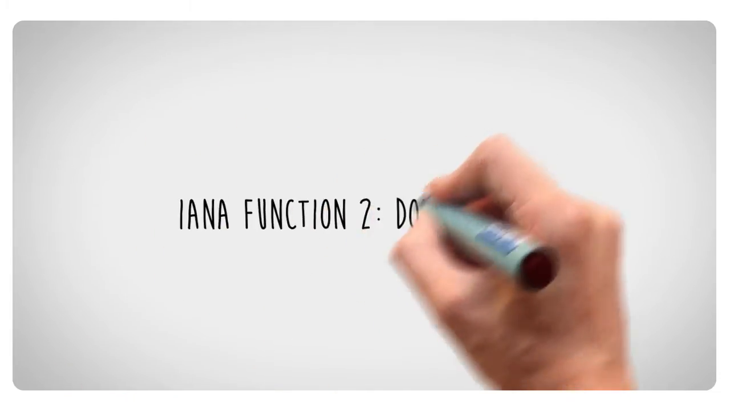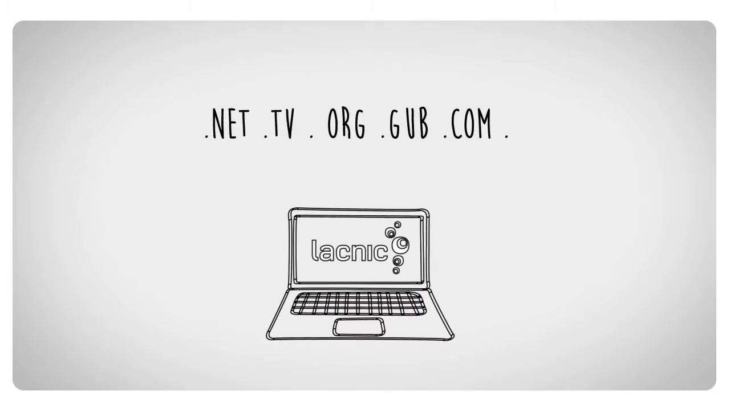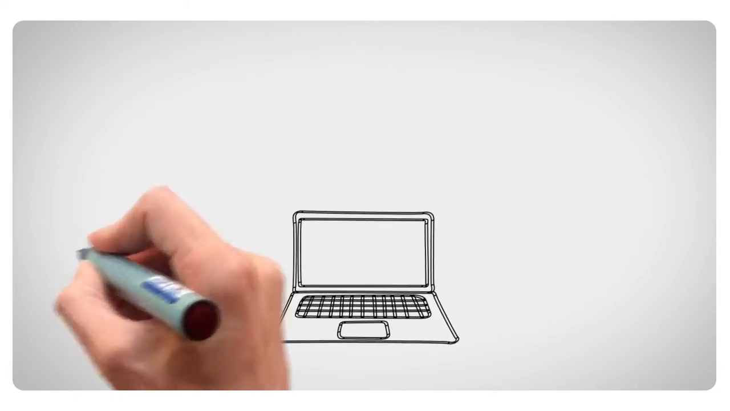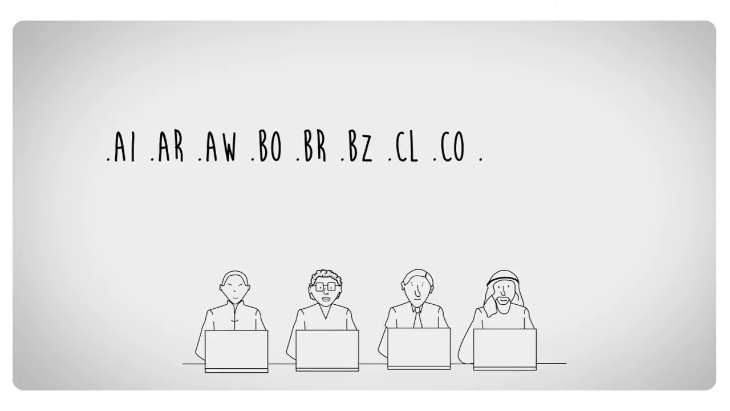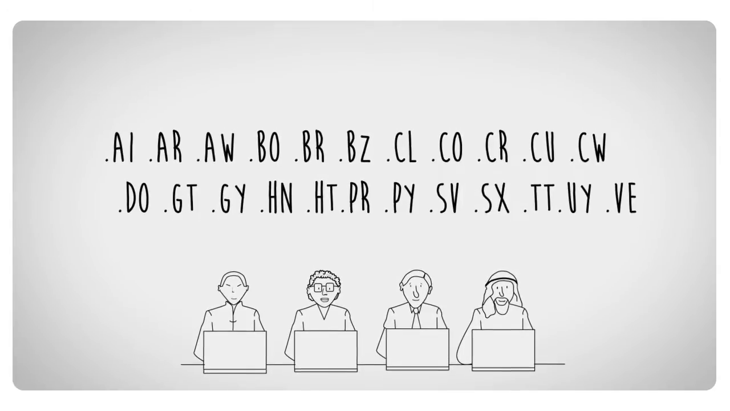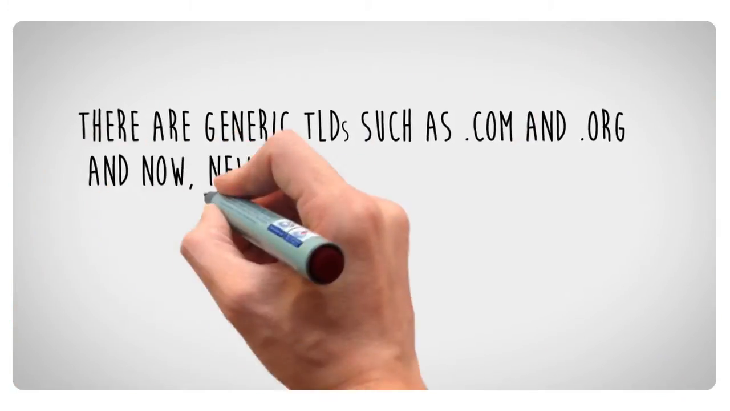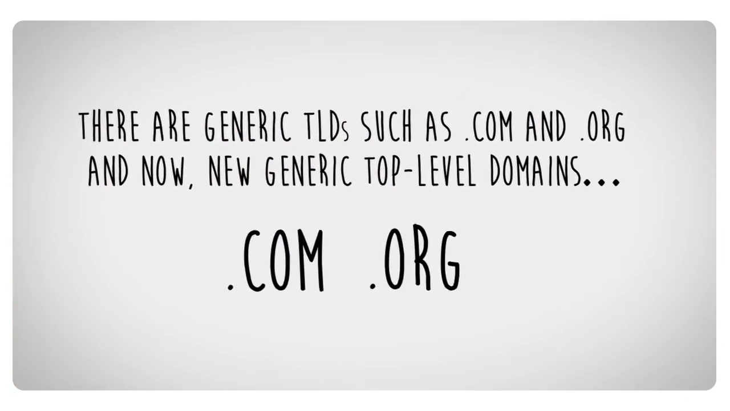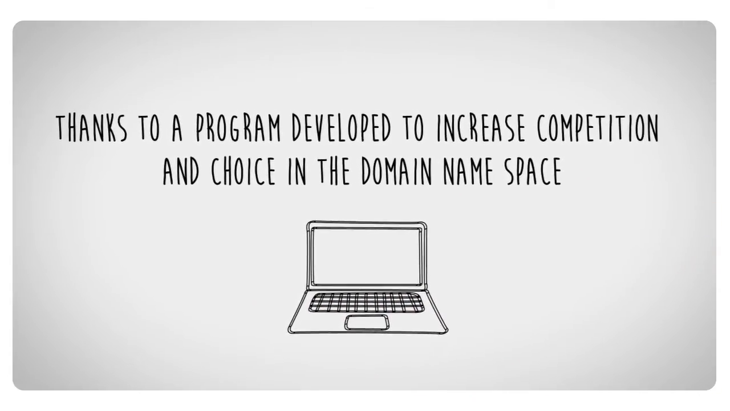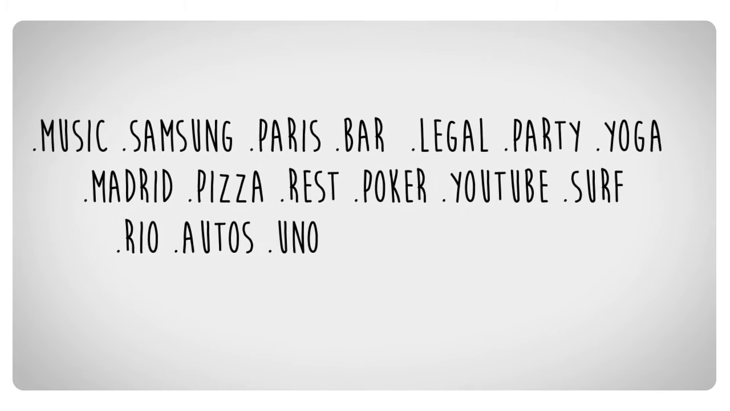In managing the domain name system within IANA, ICANN maintains the root zone database, which is the authoritative record of all the top-level domains. Everything to the right of the dot. And there are different kinds of top-level domains, or TLDs, such as two-letter country code TLDs, generally used or reserved for a country, a sovereign state, or a dependent territory. There are generic TLDs such as .com and .org, and now new generic top-level domains, thanks to a program developed to increase competition and choice in the domain name space. There were only about 24 gTLDs before the new gTLD program. Now there are hundreds of them.